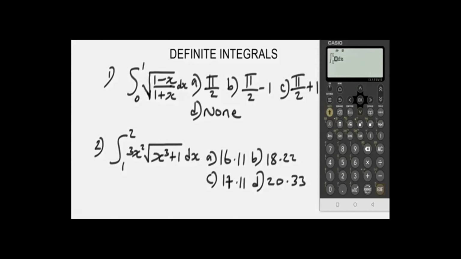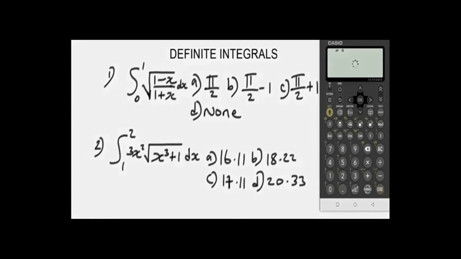Alright, so let's begin with question 1. The upper limit is 1, the lower limit is 0. So you navigate to the center box. So we have square root in fraction, square root of 1 minus x squared, press shift and this button, over 1 plus x, shift and this button. So that's it. Let's press execute now to see the output of this definite integral.